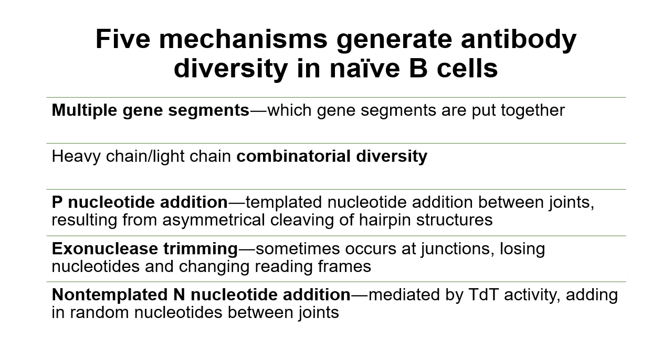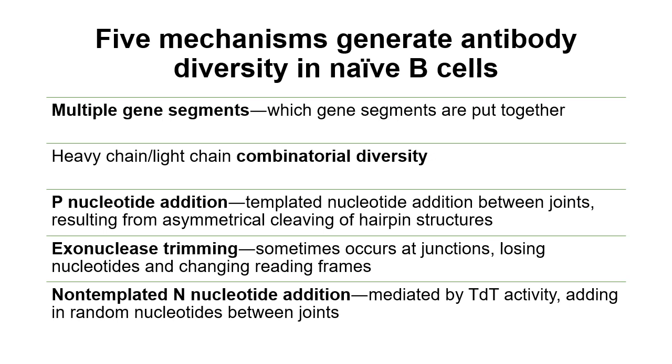Third, addition of the palindromic nucleotides during light chain or heavy chain recombination, the P nucleotide addition, after Artemis cleaves and opens the hairpin back up. Fourth, exonuclease trimming. This is usually going to occur at the junctions between VD or DJ, and this is part of steps 8 through 10.